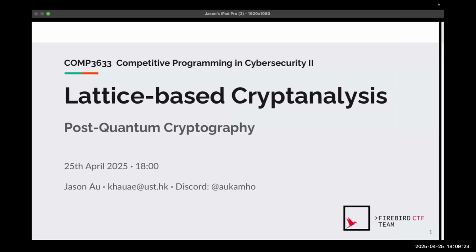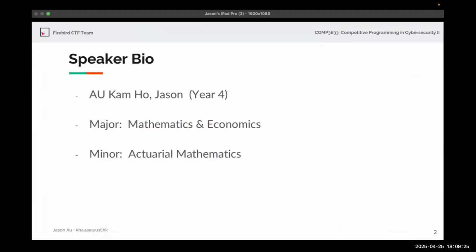So maybe let me give a brief introduction to myself first. My name is Jason, and I'm a year 4 student from the School of Science. I'm totally a math guy, not from engineering or computer science, computer engineering, but no worries. I will share something related to math and share how to make use of this math knowledge in the CTF demonstrations.